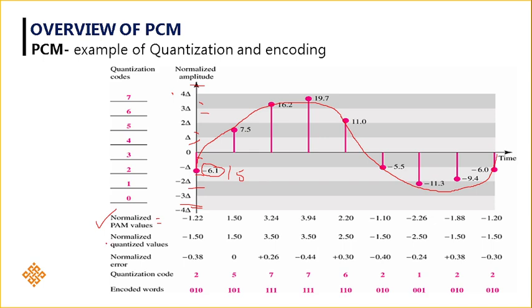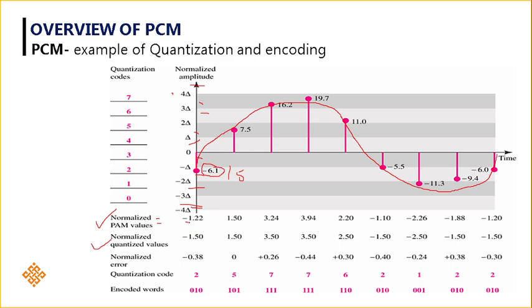Once you get the normalized PAM values, you need to find the normalized quantized values, which is nothing but the error that has occurred between the normalized quantized values and the midpoint of the normalized PAM values.